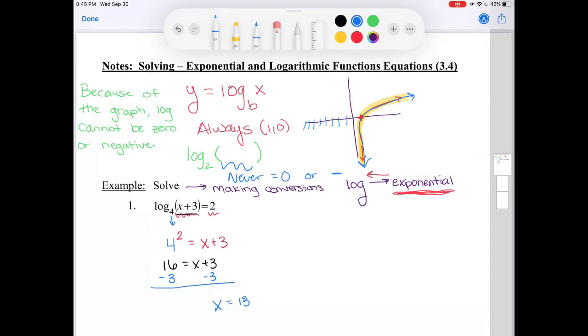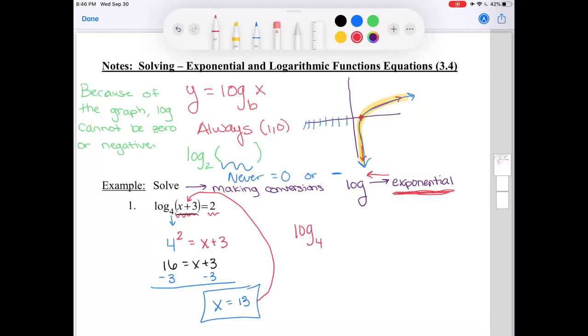And I'm solving for x, so I'm going to subtract 3 from both sides. So I know that at the end, x is going to equal 13. All right. Now, I technically shouldn't have boxed this in. I should actually check that 13 and make sure it works.